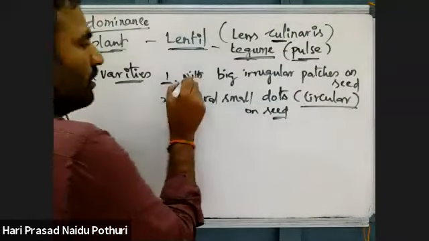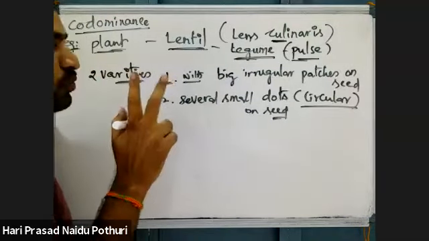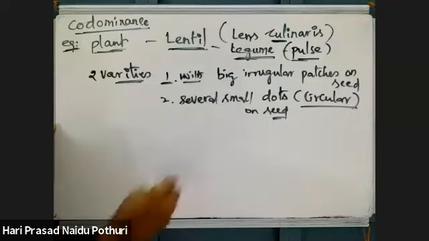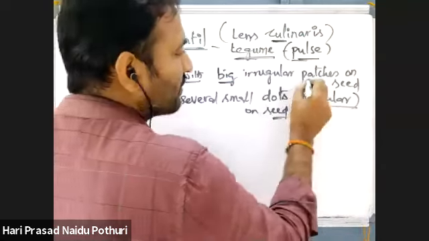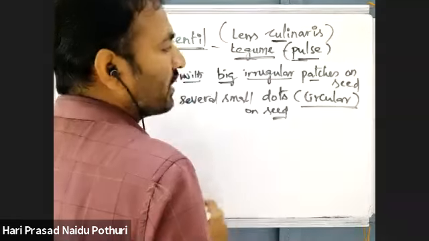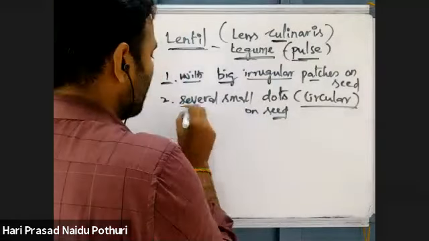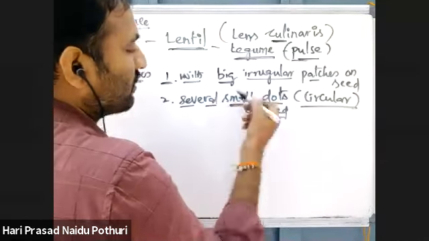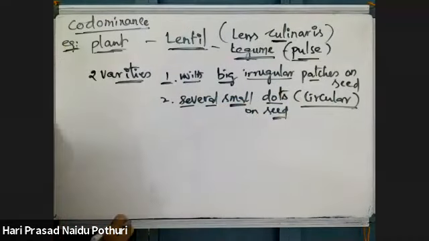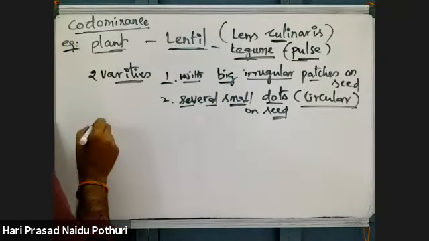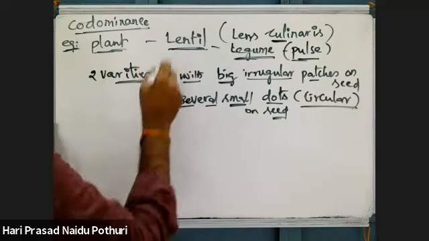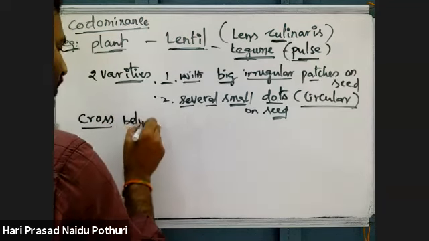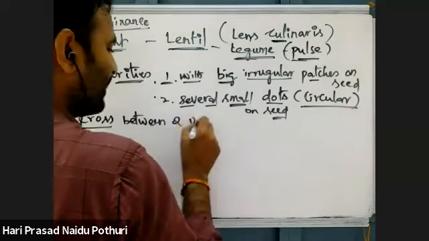See here, there are two varieties of this Lens culinaris. One variety will produce seeds which have big irregular patches on the seed surface, and the second variety is producing seeds which have small dots in large number, several small dots on its surface. So they collected both, and a cross between the two varieties was conducted.